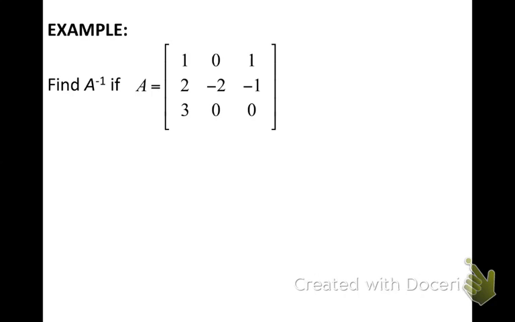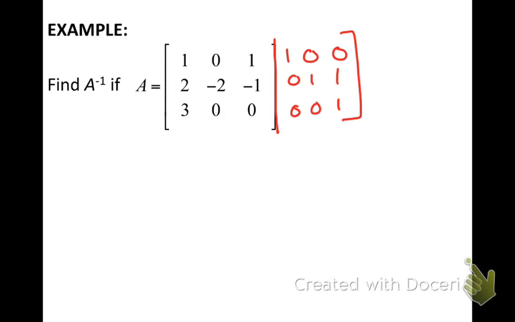So I'm going to set this up. I'm just going to turn this into a bar, save myself some space. And then I'm going to put the identity matrix on the other side. All right, lower left. So don't even worry about what's happening on the right side right now. Just focus on the left side and getting that to the identity matrix.